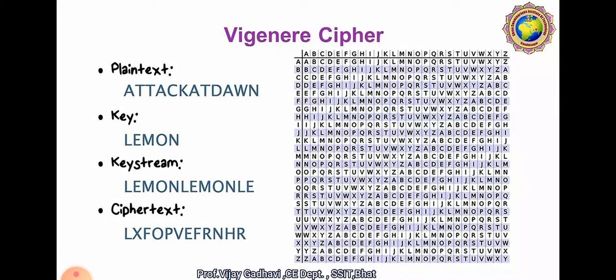Now this is the example of the Vigenère cipher. You are seeing here plain text is attackatdawn, key is lemon, key stream is lemon repeated. You need to repeat the key stream, then you get a ciphertext.